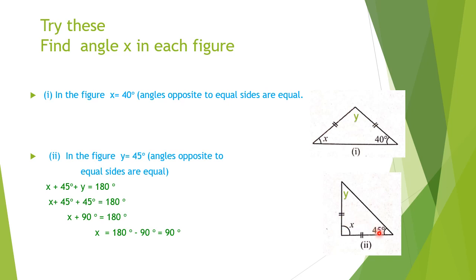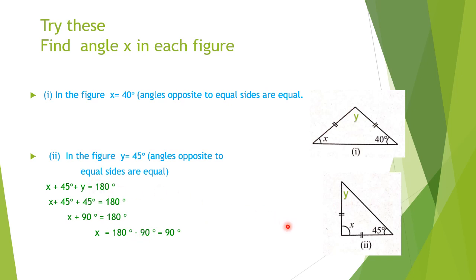And we know angles opposite to the equal sides are equal. So we can say y and 45 are of the same measurement. That is, y is equal to 45 degrees. We have to find x, but without finding y it is not possible, unlike in the first question where we found x very easily. So first we are finding y. y is equal to 45 degrees. Then we use the angle sum property of the triangle. That is, x plus 45 plus y is equal to 180 degrees.